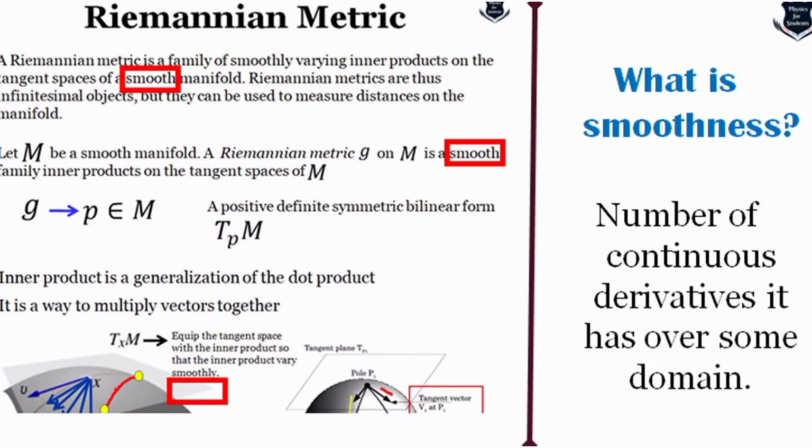Now, if you have looked into my earlier video, I ended that video when I was explaining about the Riemannian metric, and there were terms like smooth manifold, smooth, etc. These are highlighted in red just to make you understand that this is the last video, when we were talking about smooth manifold. What is smoothness? I defined that it is the number of continuous derivatives it has over some domain. I told you that we are going to explain what we mean by smoothness and continuous derivatives, and this is the agenda of today's video. This is the last slide of the last video that we ended on.